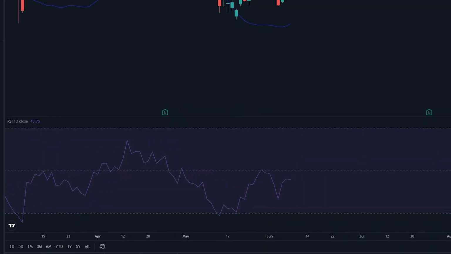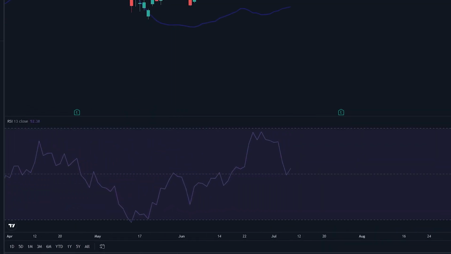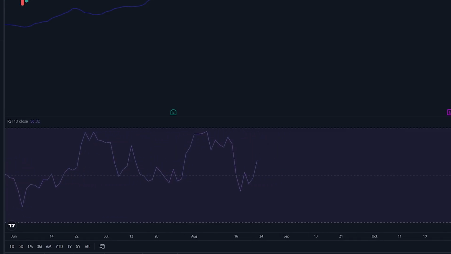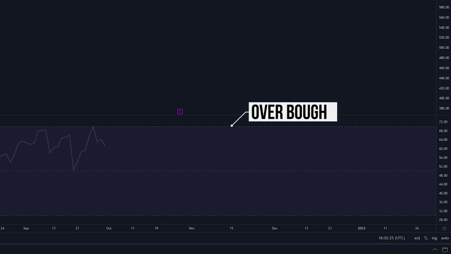If you haven't used RSI before, it's a great indicator to tell you if a certain security is being overbought or oversold. If the line is above the 70 value, it's being overbought. If the line is below the 30 value, it's being oversold.